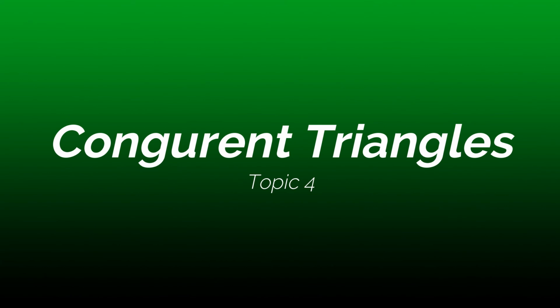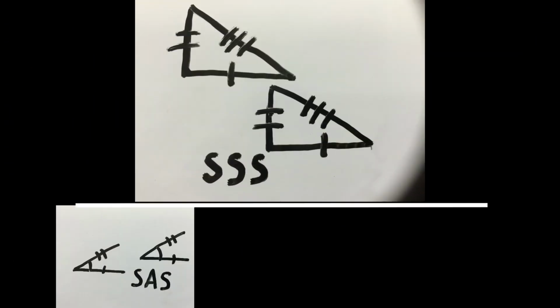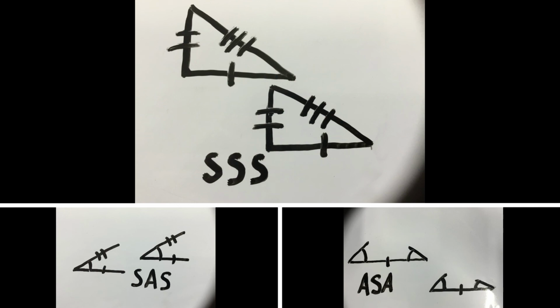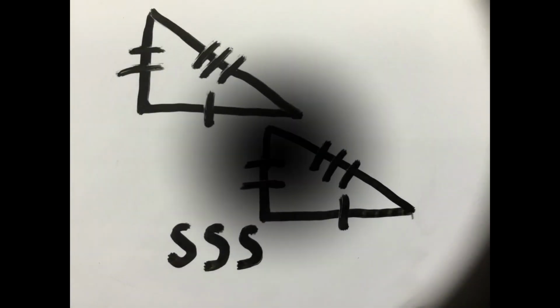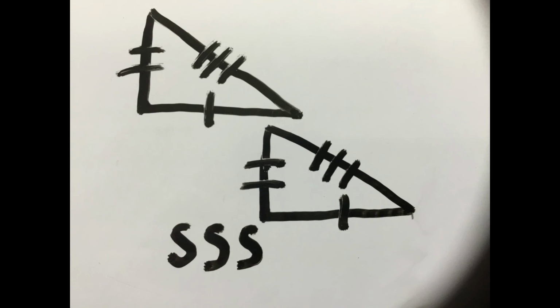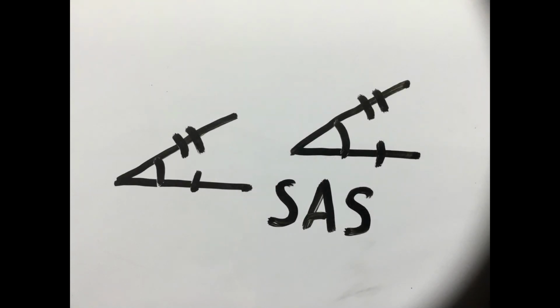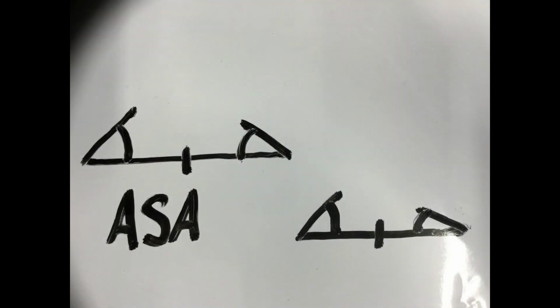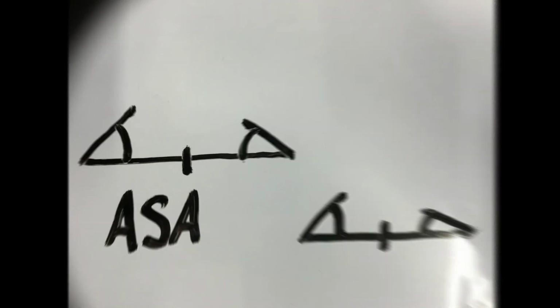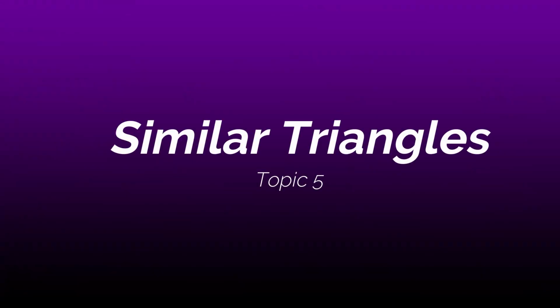Now, congruent triangles. There's three ways you can identify if triangles are congruent. The first one is side, side, side, where all the sides are equal to each other in the two triangles. So side A is equal to side A on the other one. Side angle side, two sides and the angle that they encompass have to be equal. Or angle side angle, where two angles and the side that they encompass have to be equal on the two triangles.